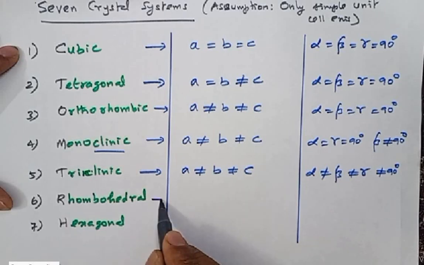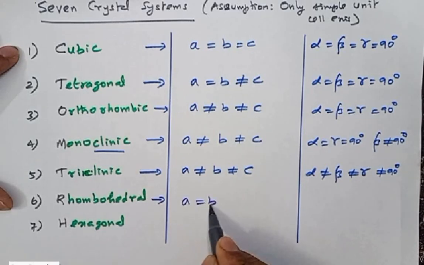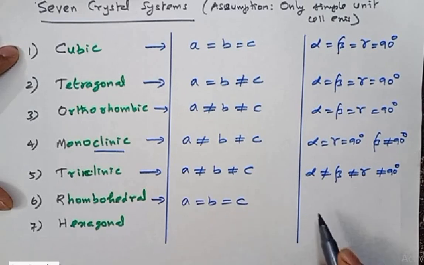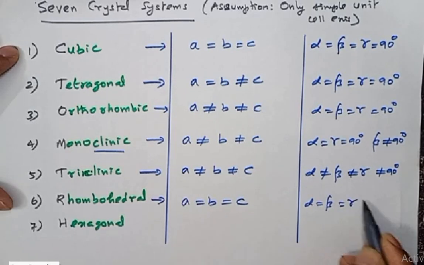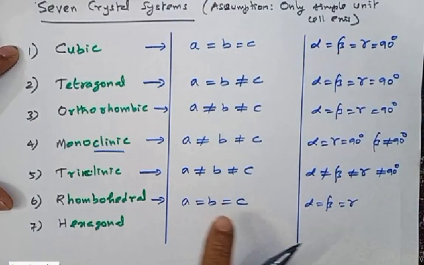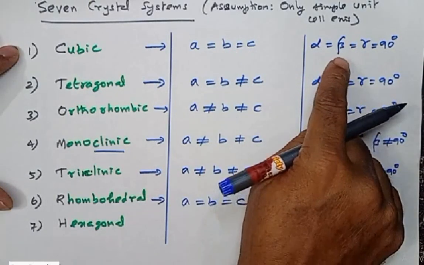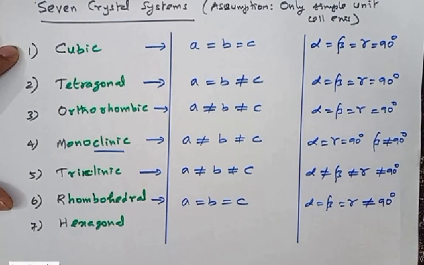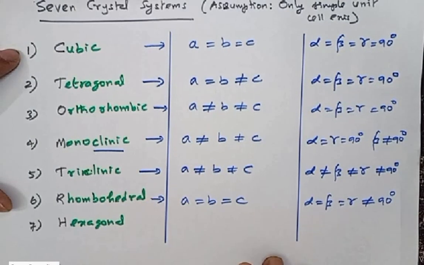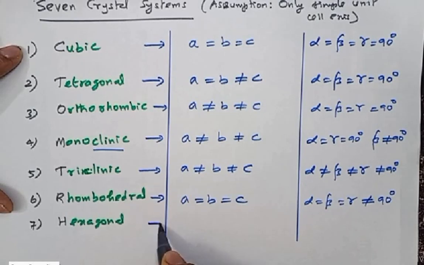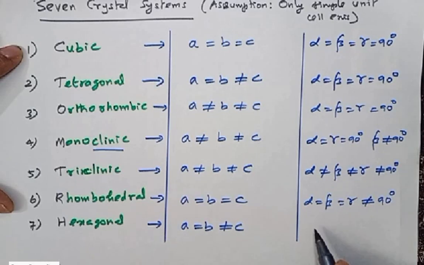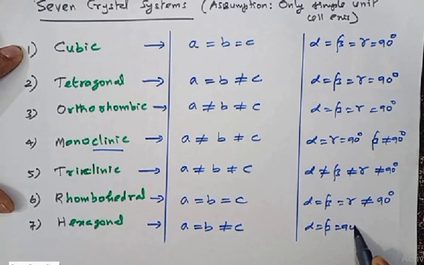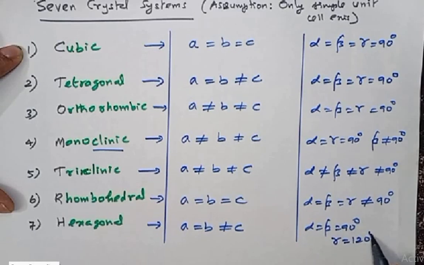Then I'll come to rhombohedral. For rhombohedral, all the 3 sides are equal, A equal to B equal to C. All the angles are also equal, alpha, beta, gamma are all equal. Something similar to cubic, but the only difference is they are not equal to 90 degrees. In cubic it is equal to 90, whereas in rhombohedral they are not equal to 90 degrees. Then the last one, hexagonal. In hexagonal, A equal to B but not equal to C. Alpha and beta are equal to 90 degrees, but gamma is equal to 120 degrees.